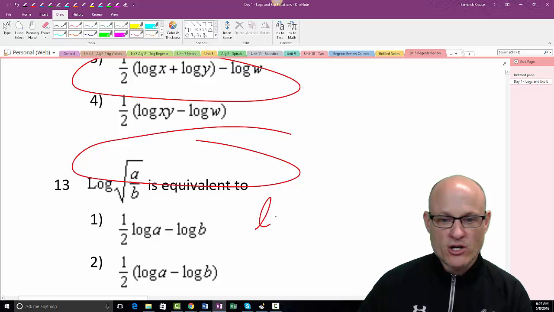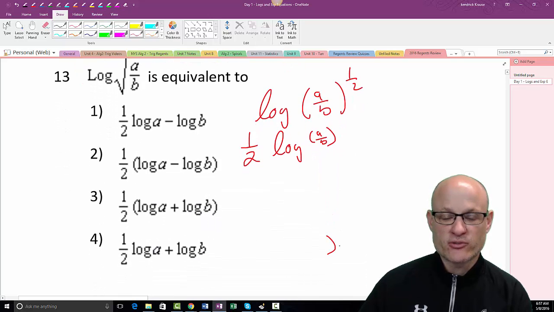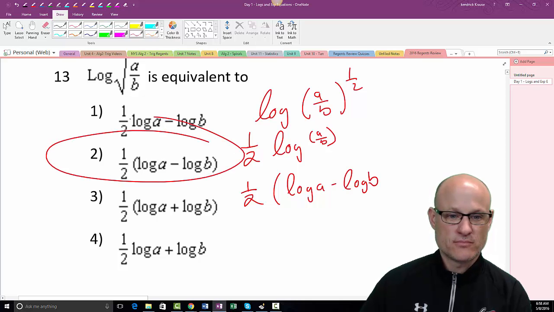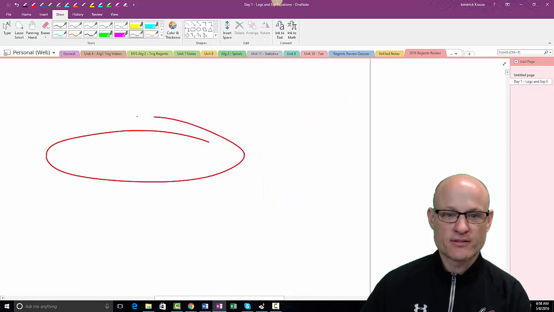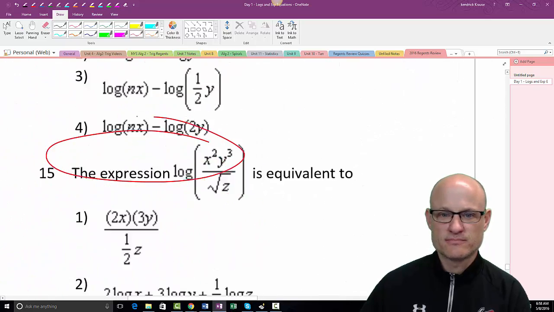This is the log of a over b to the 1/2. So it's really 1/2 the log of a over b. So division turns into subtraction. So this is 1/2 the log of a minus the log of b. What do we got? 2 left? Am I done? 2 left.